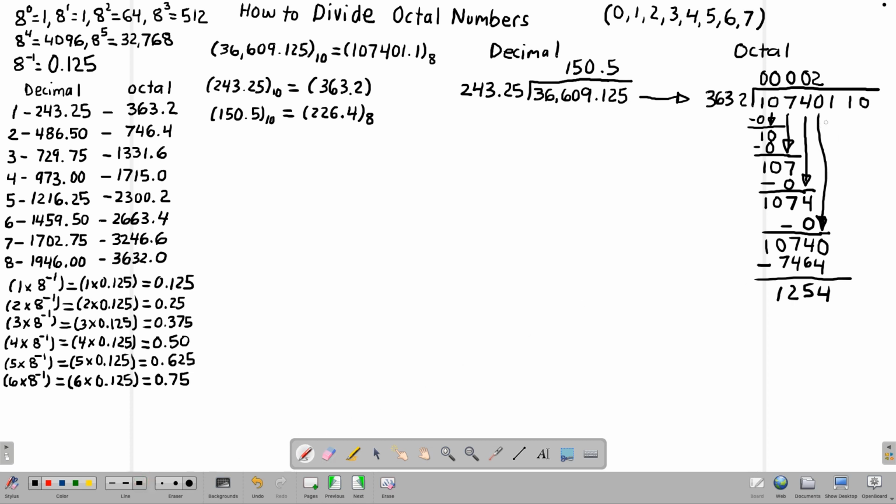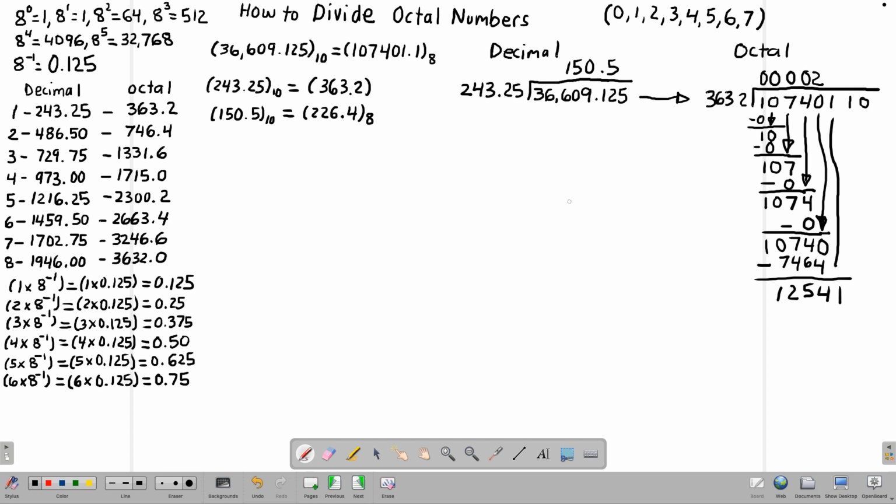And then we have to bring down the 1. And then we begin the process again. So we ask the question, how many times does 3632 divide into 12,541? The answer is 2 times.